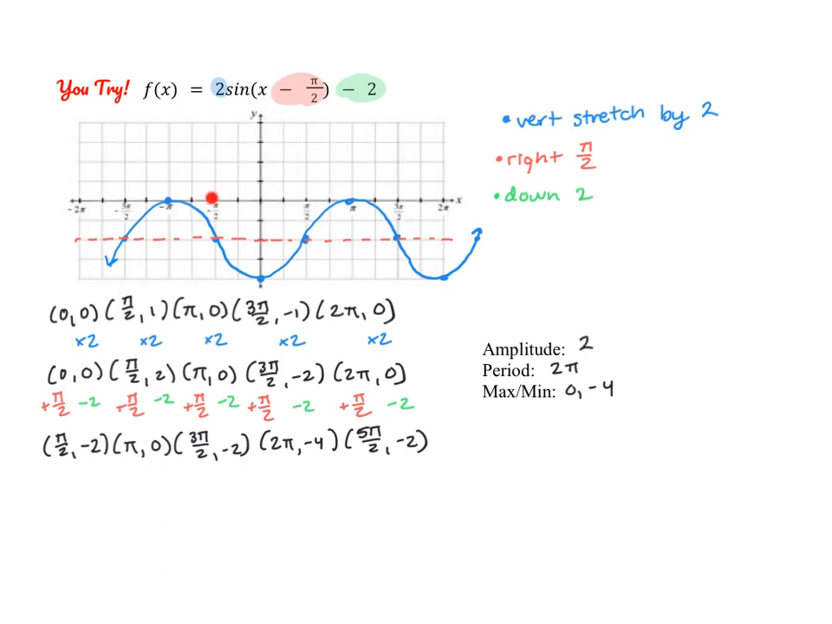So you can see that our midline has shifted down 2, and then all of our points have been shifted to the right by pi over 2. And our graph is a little bit stretched out due to that amplitude change. So just remember, we always apply transformations involving multiplication before addition or subtraction.